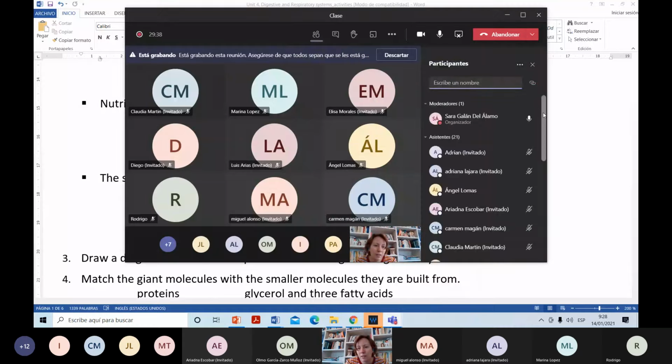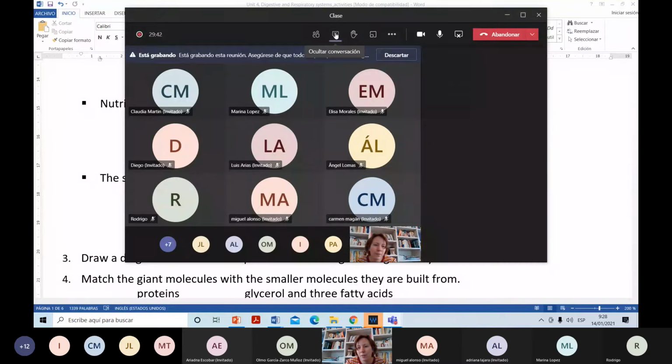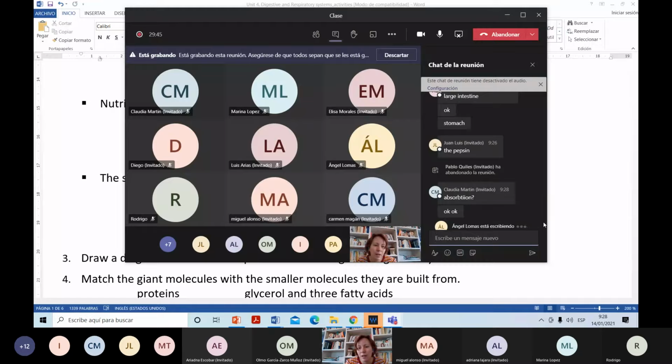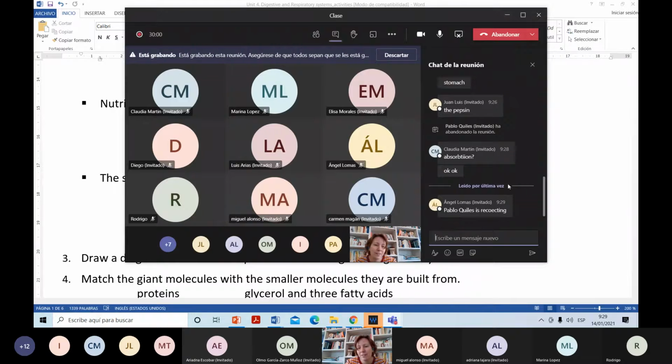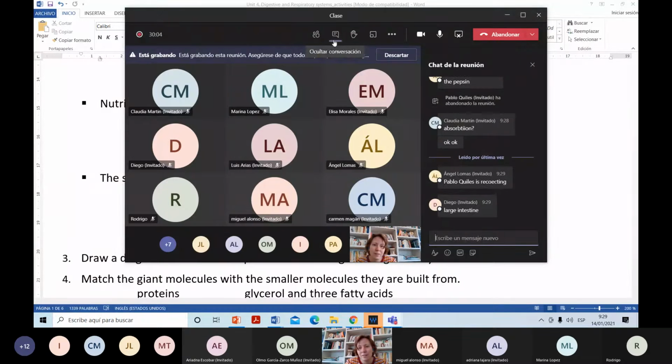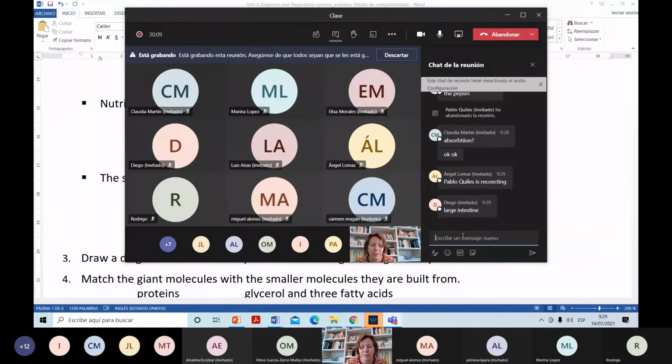And the question goes to Diego. Ángel nos dice algo. Diego, where is all food stored before being sent out? Is it in the esophagus, stomach, small intestine, or large intestine? It's in the large intestine. Vale. Dile que le espero, que no pasa nada. Que ahora cuando pueda. Okay.